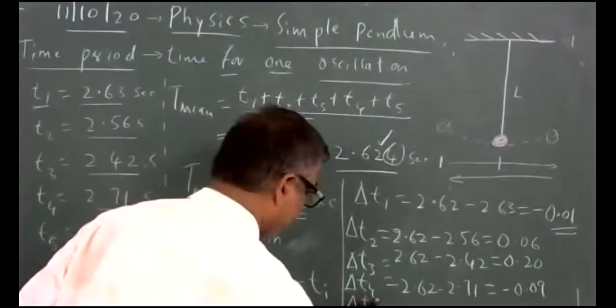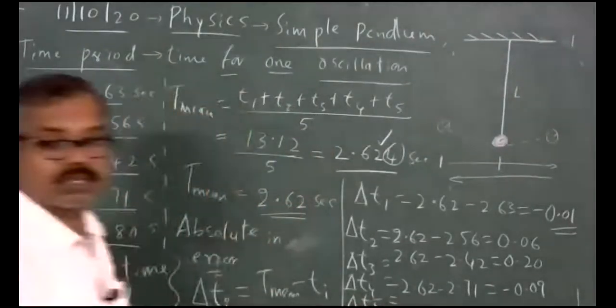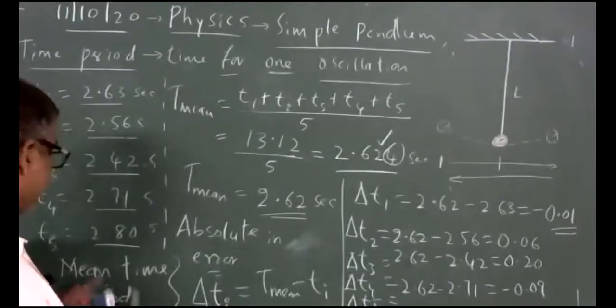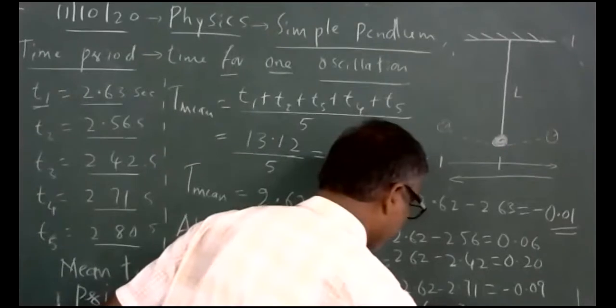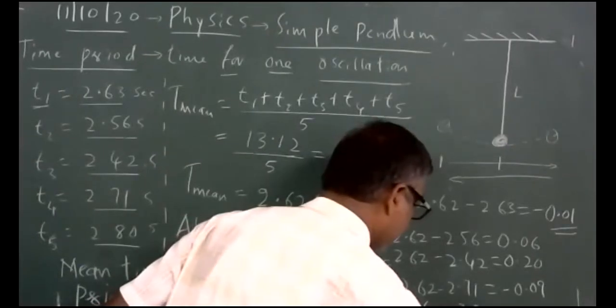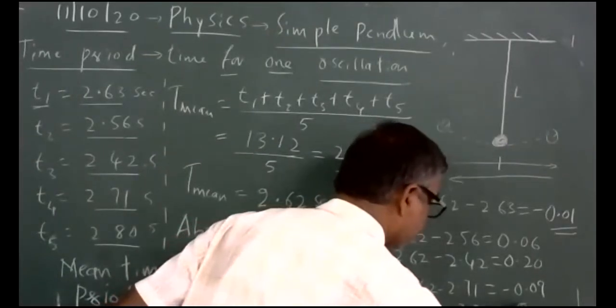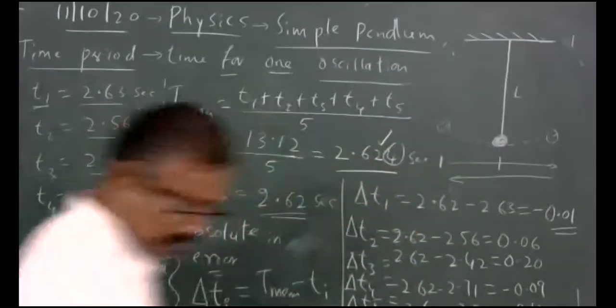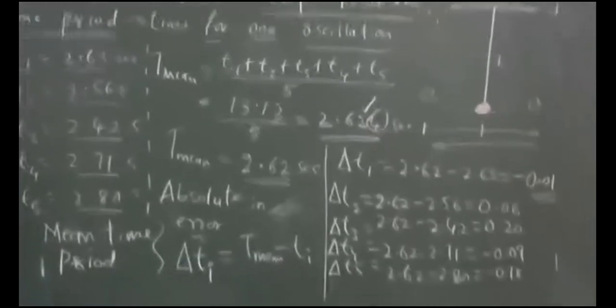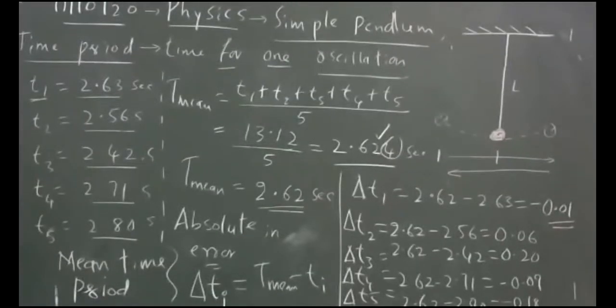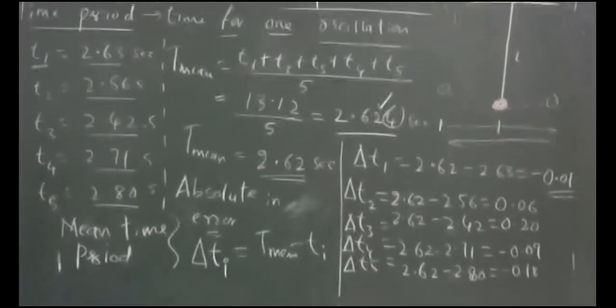Delta T5 is 2.62 minus 2.80, which is going to be minus 0.18. So let me make a small correction. This is going to help you.